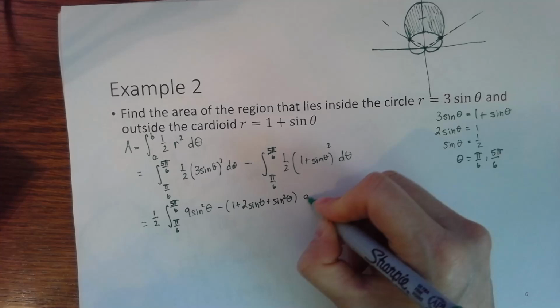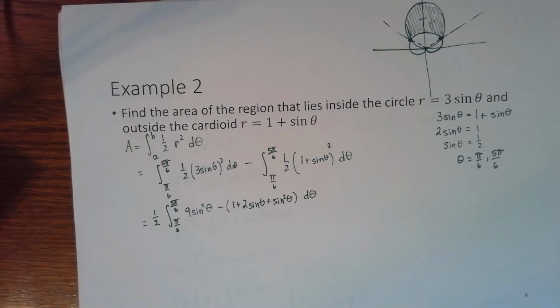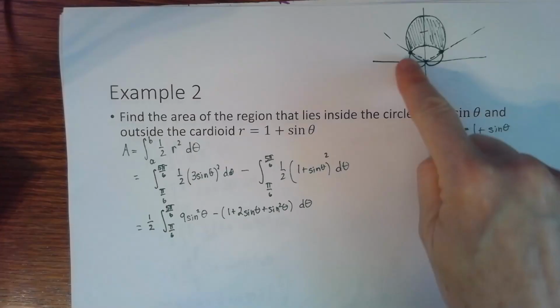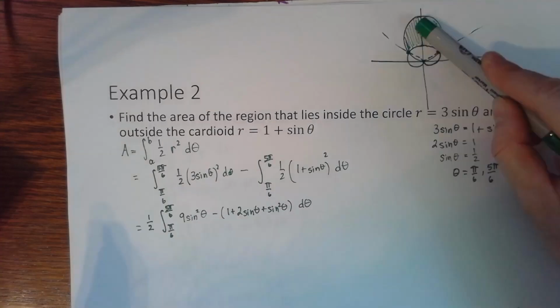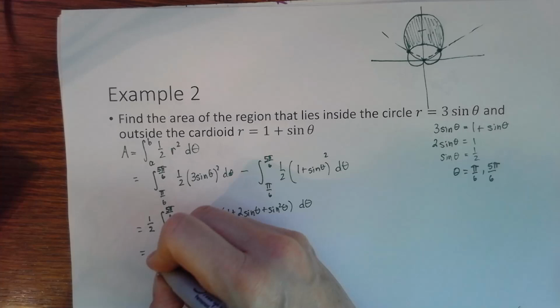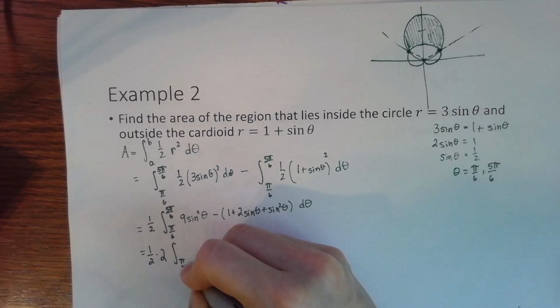Okay, so let's simplify this term. And then also, we can use some of the symmetry here. Notice that because both of these are symmetric over the line theta equals pi over 2, instead of going from pi over 6 to 5 pi over 6, we could just go from pi over 6 to pi over 2 and then just double that. That'll be a little bit easier in terms of having to evaluate sines and cosines. So we're just going to do 1/2 and then double the integral from pi over 6 to pi over 2.